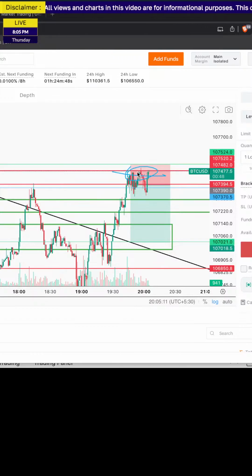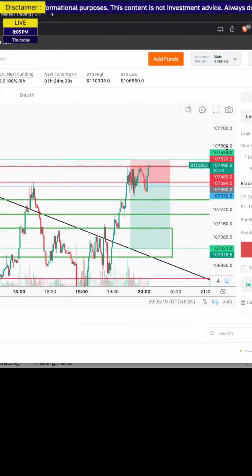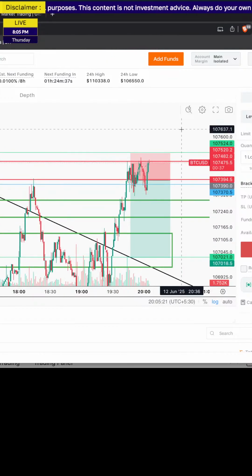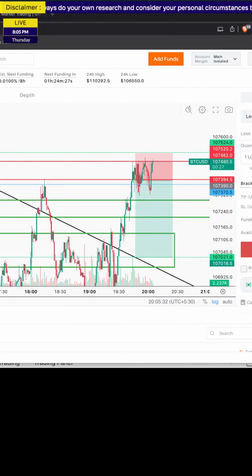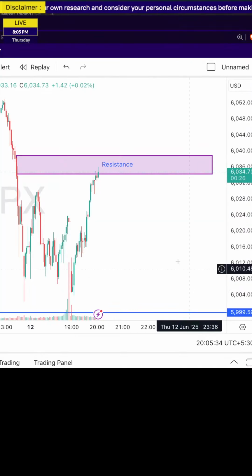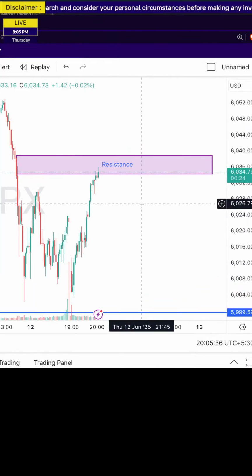Without directly breaking, it's holding on to this range for a lot of time. So this setup has become a bit 50-50. Where else also?